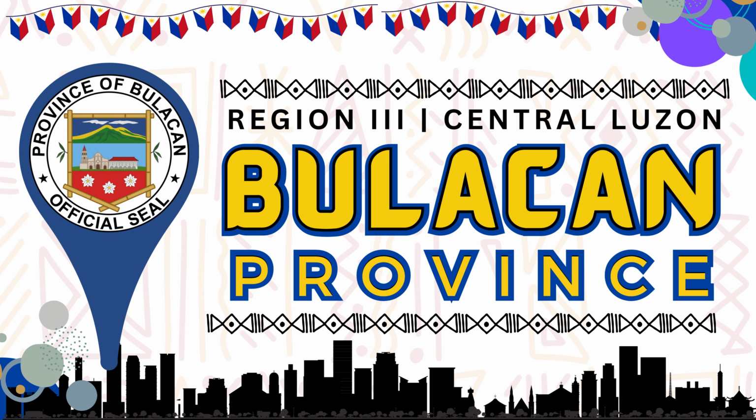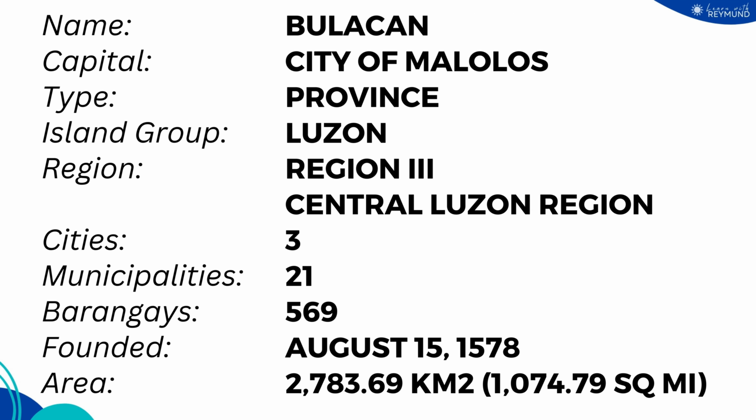The different cities and municipalities comprising the province of Bulacan in Region 3 or Central Luzon. The province of Bulacan has the city of Malolos as its provincial capital. It is a part of the Luzon Island Group in Region 3 or Central Luzon region. It is composed of 3 cities, 21 municipalities, and 569 barangays. It was founded on August 15, 1578.